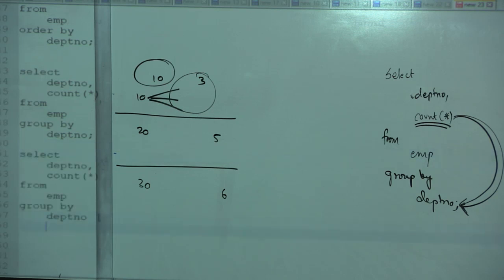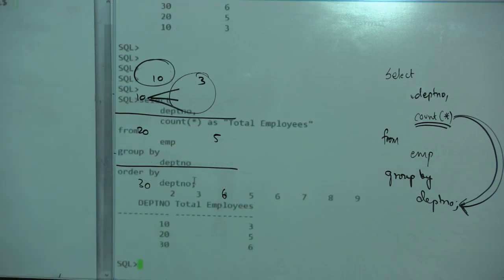So here I can say order by department number. Count star as total employees. So let's try to run this. There you go.